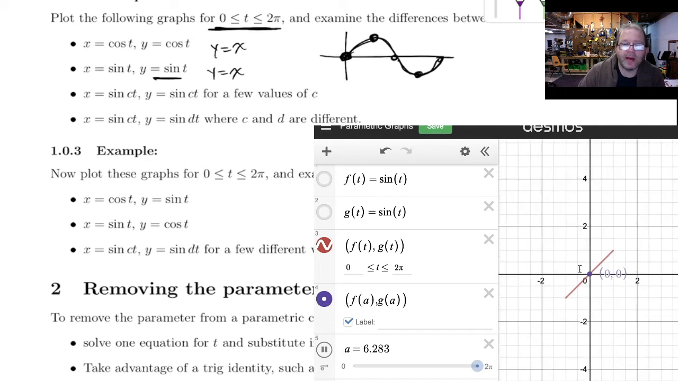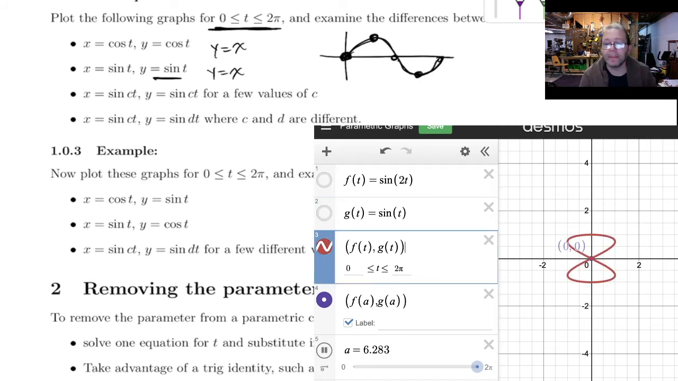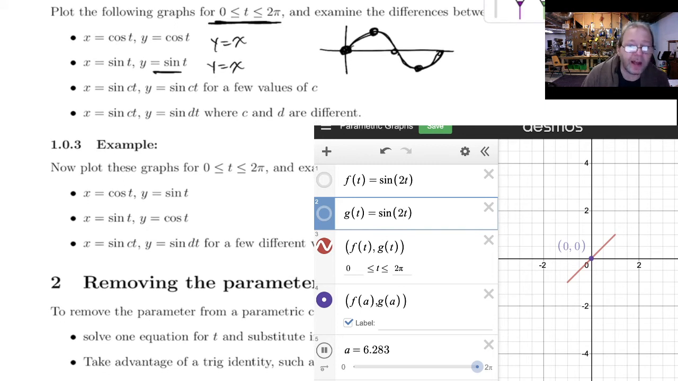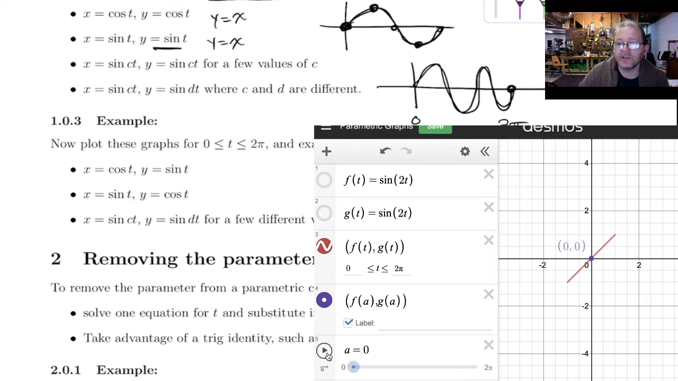Now, what do you think would happen if we change this from a t to a 2t? Well, if we change both of those to 2t, then it's going to compress the sine so that instead of looking like that, it's going to look like this. Between 0 and 2 pi, it's going to make 2 trips around. So if I do that over here and I play this once, it's going to make 2 trips up and down the line and then stop.